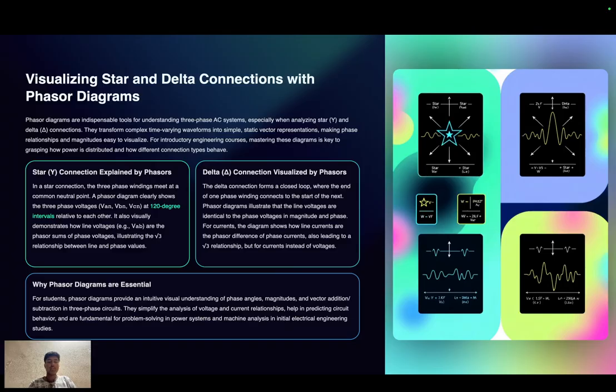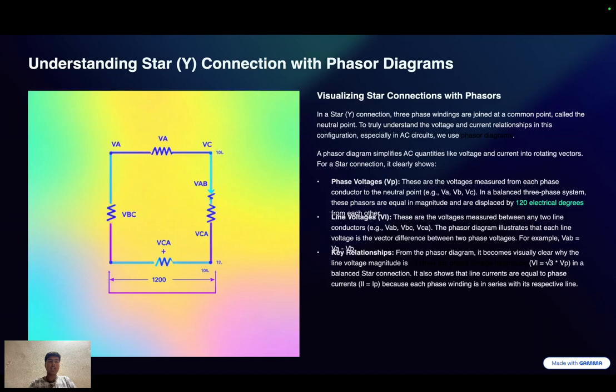The voltages measured between each line and the neutral are called phase voltages. The voltages between any two lines are called line voltages. If we label the three phases as A, B, and C, then we have phase voltages VAN, VBN, and VCN. In a balanced system, each phase voltage has the same magnitude but is separated from the others by 120 degrees.